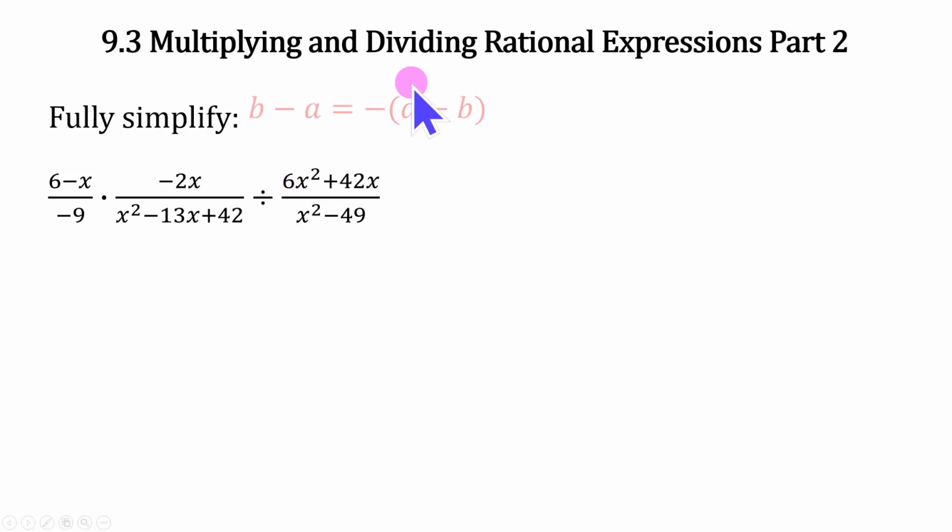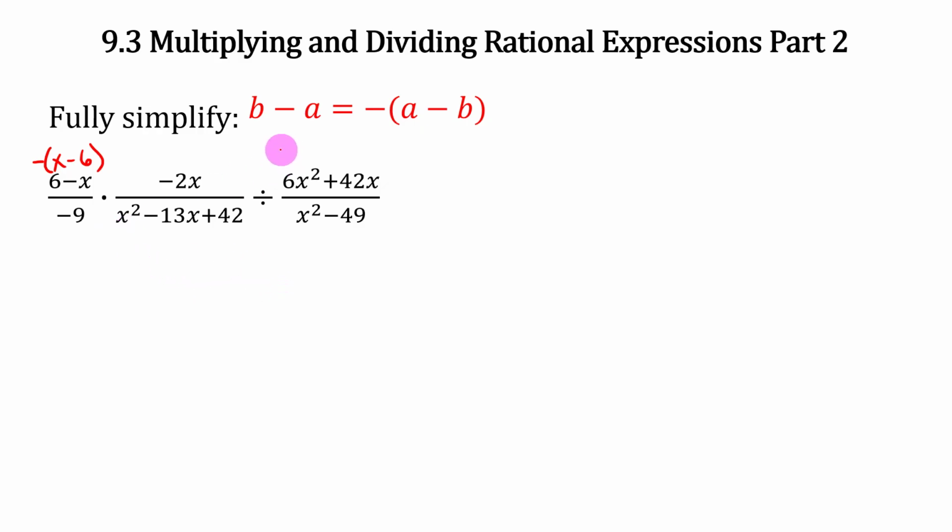So what we're going to do is remember this. This is very important. B minus A is the same thing as negative A minus B. Whenever you see something minus X, for us, we're going to want to change that to that. That's just going to happen all the time.